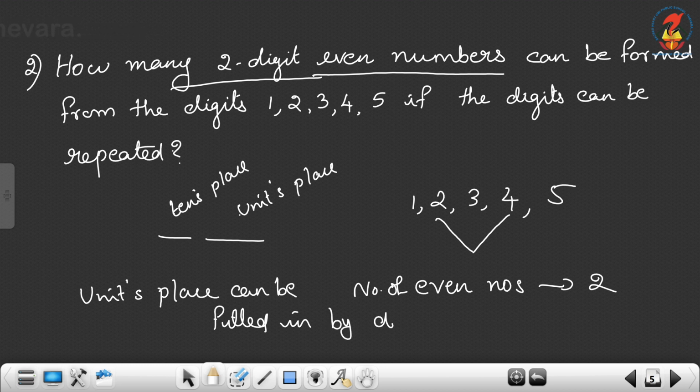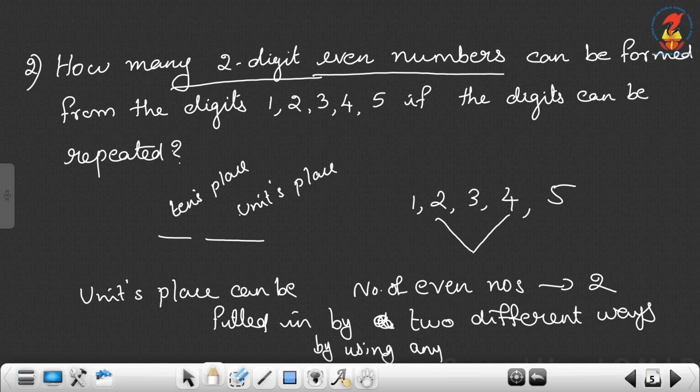By 2 different ways, by using any of the 2 digits, 2 or 4. Okay. So, this can be filled in 2 different ways.